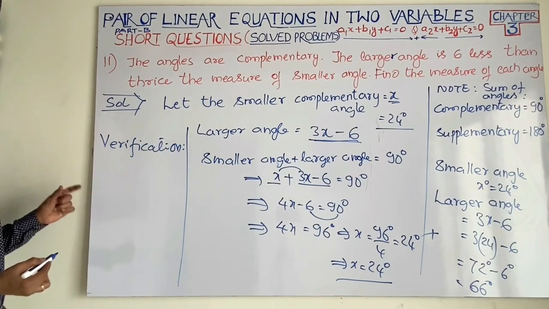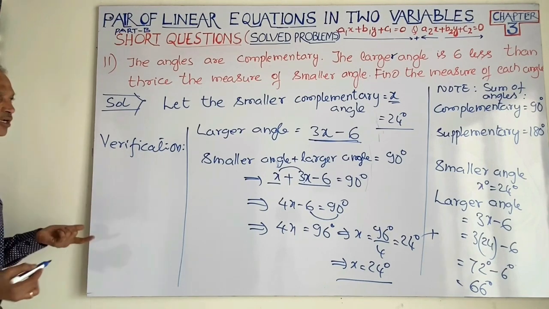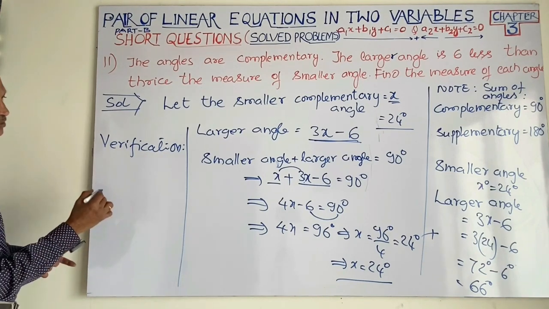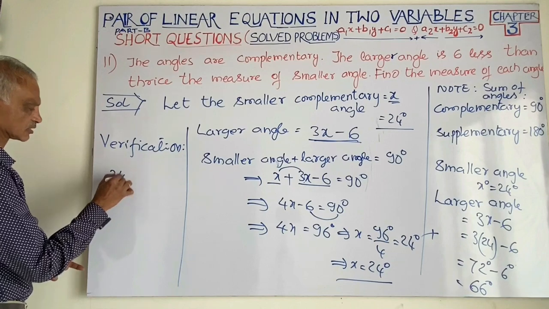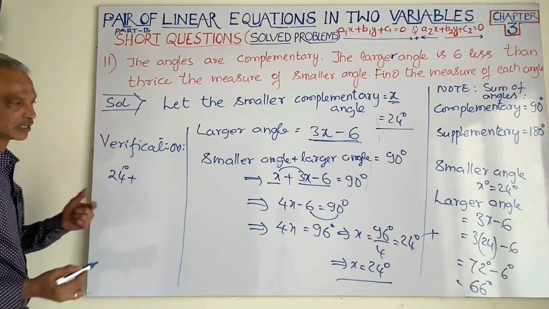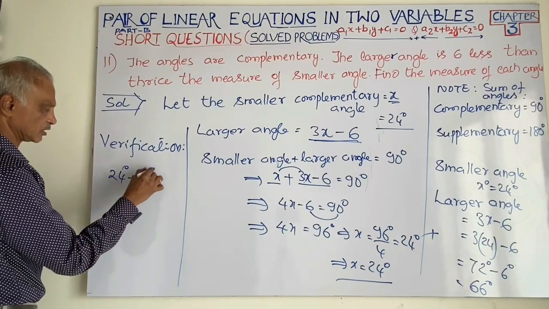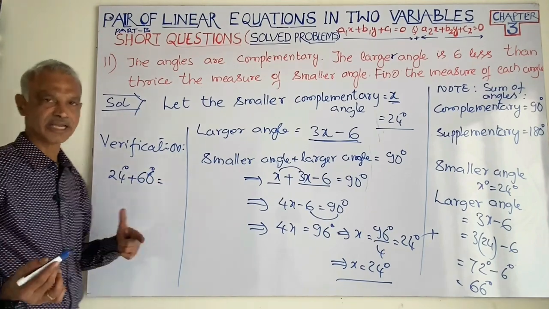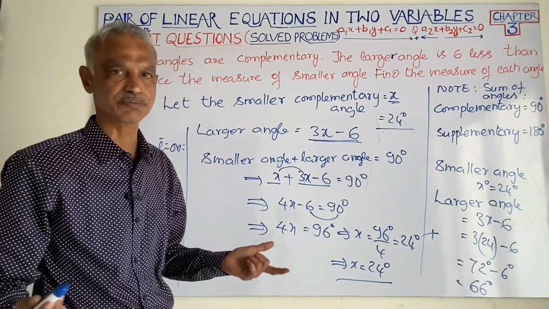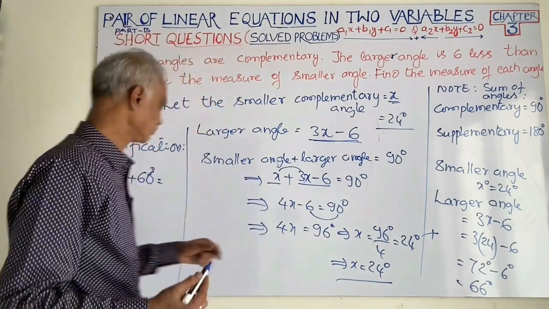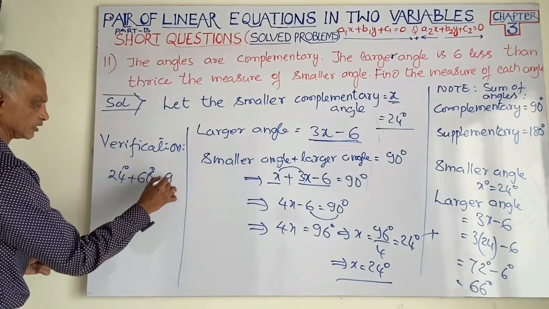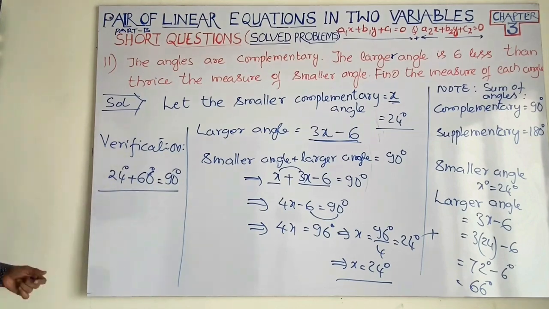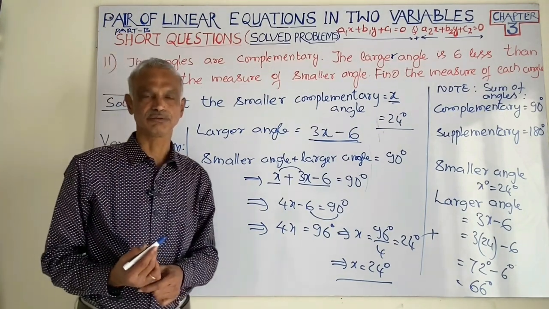Complement: the sum of the larger angle and the smaller angle. What is the smaller angle? 24 degrees. Plus, what is the larger angle? 66 degrees. If you add them, you must get 90 degrees. 24 degrees plus 66 degrees, you will get 90 degrees. As our answer is true, it is verified. Like that you have to do.